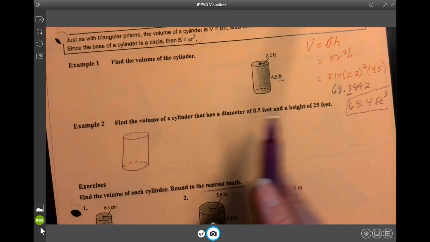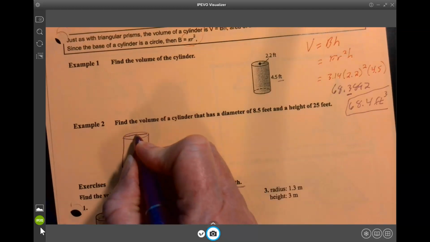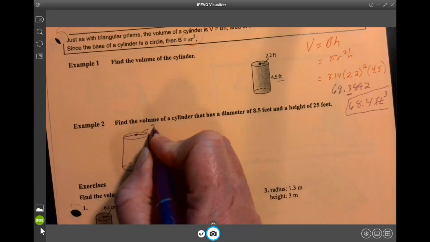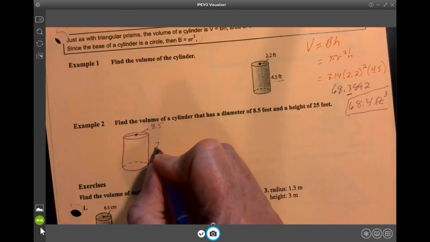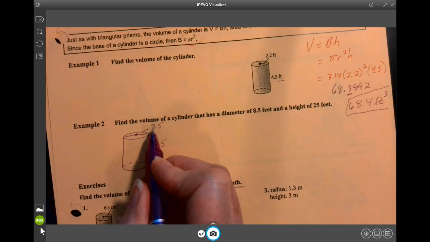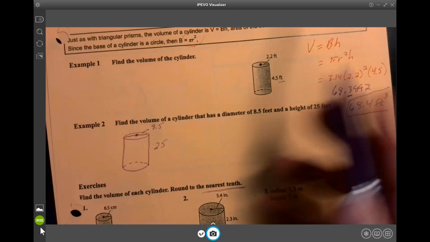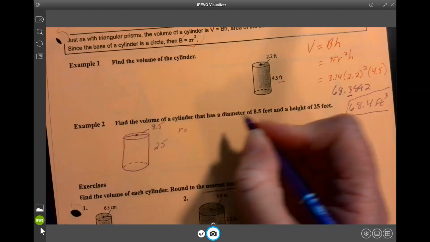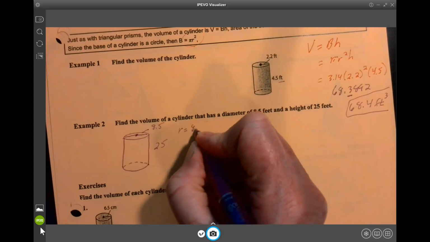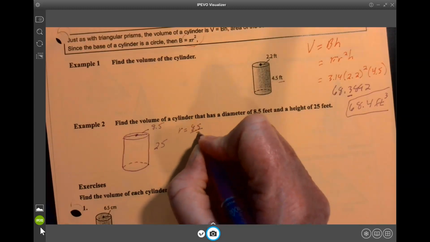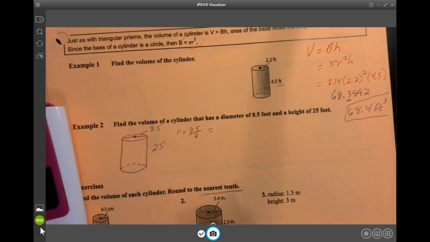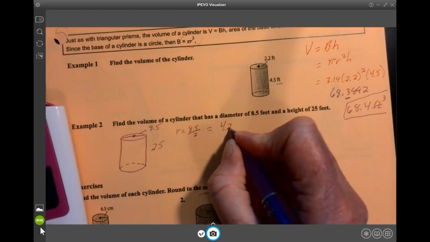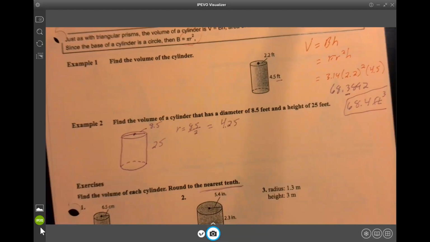The cylinder has a diameter of 8.5. Now, could we do this without drawing it? Probably, but you want to get in the habit of always drawing it. And the height is 25. Oh, hey, we have a diameter, but our formula calls for radius. So let's keep that in mind. Our radius, then, we have to find out by taking 8.5, divide it by 2. So that's going to give us 4.25, I believe. Let's just make sure. 4.25. Okay.